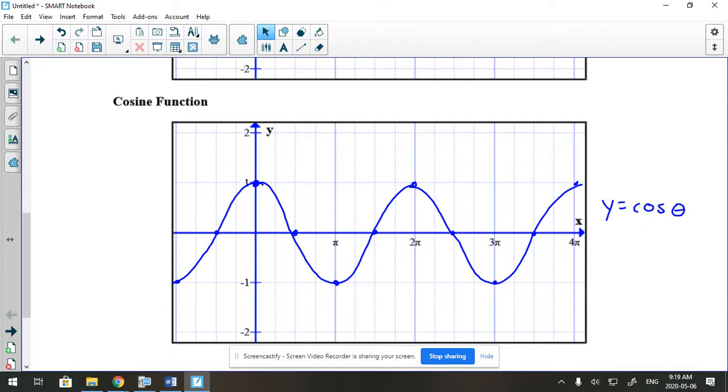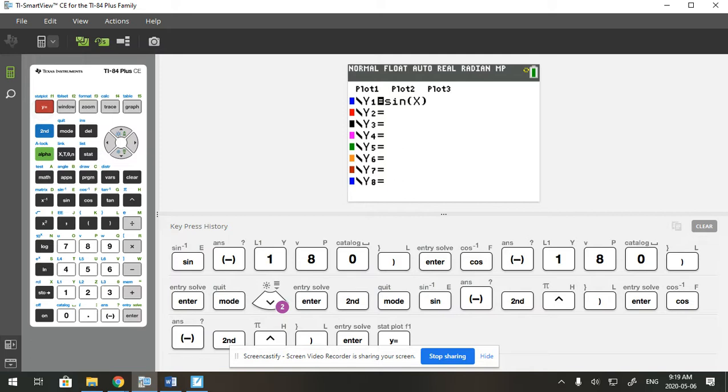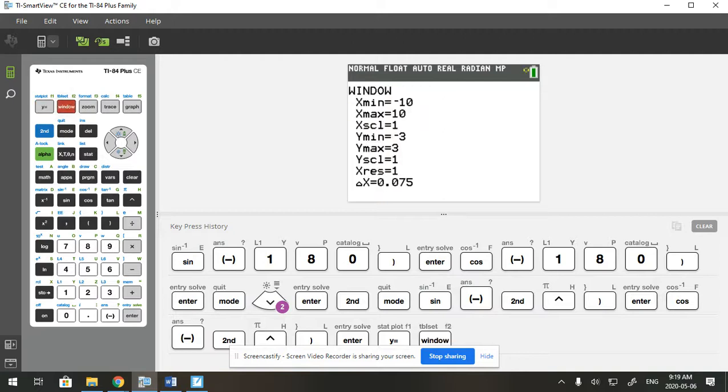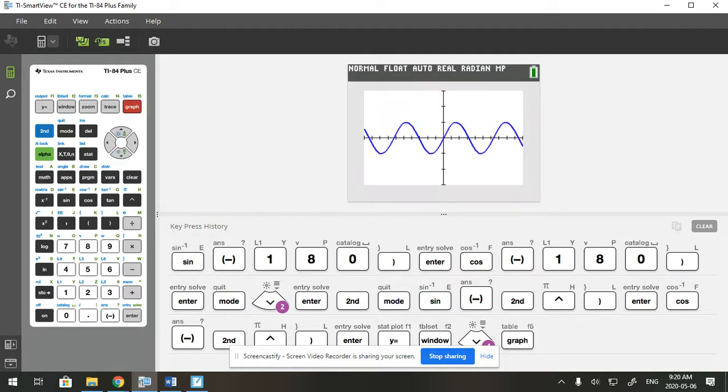You can check these on your calculator. Make sure your calculator is in radian mode. You can go into your y equals, and if you want to see what sine theta is, just type in sine x. I changed my window slightly. I just made my y min and my y max negative 3 and 3, because if you look, your y value is only going to be between negative 1 and 1 for these examples. And then you can hit graph, and then you can see your curve pattern there.